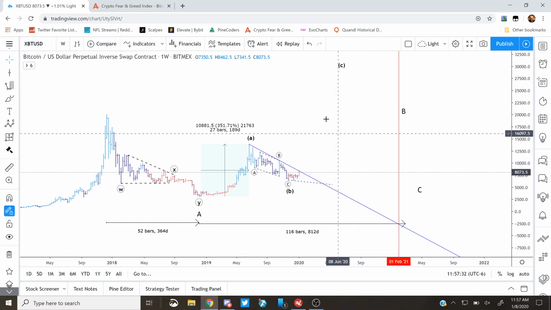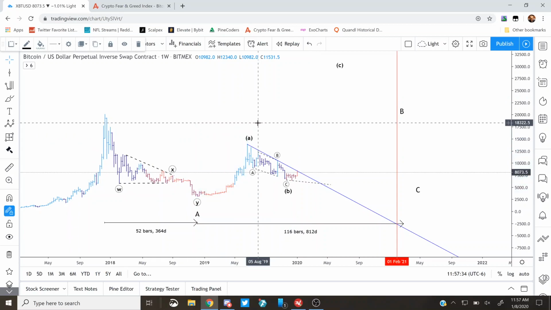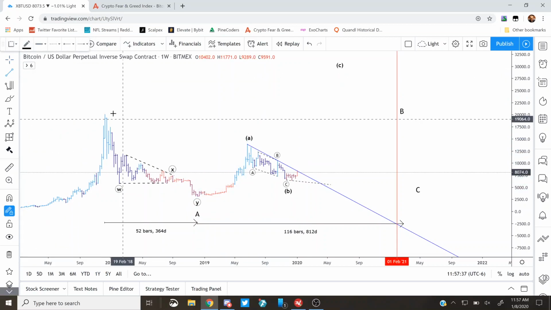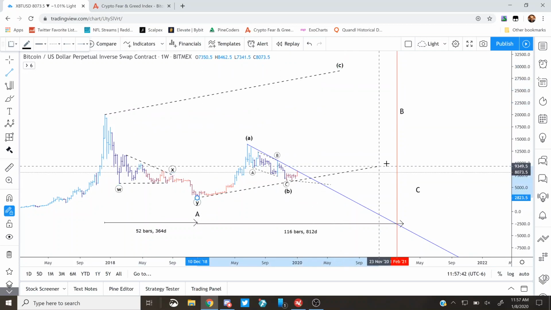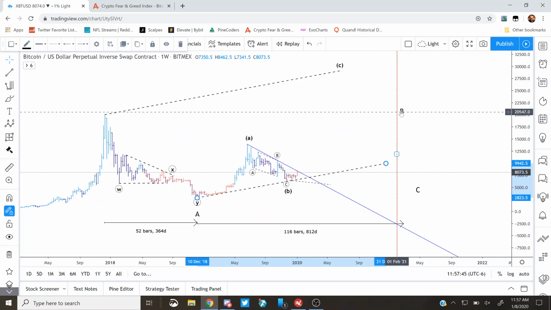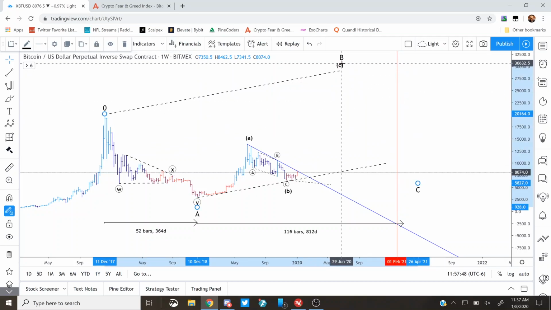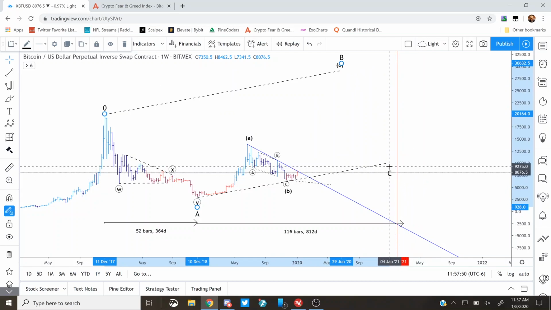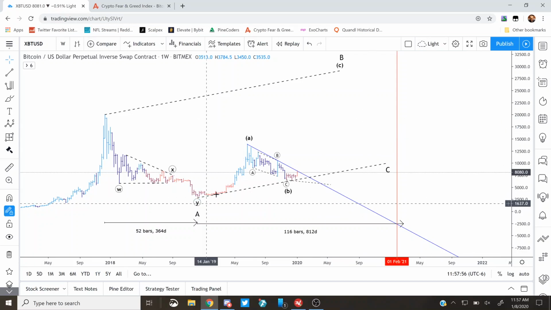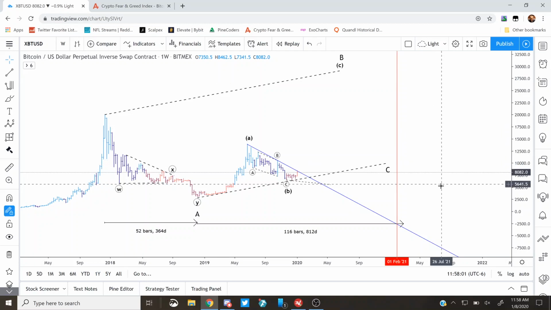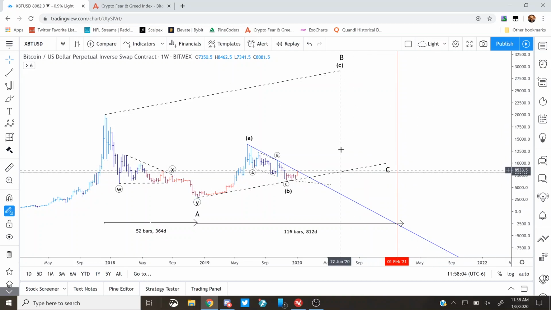If this were to happen, then my opinion is still that we have a large running flat here like this. This is not a new idea. This is something I've talked about before. It's published on TradingView. But we would have something like this before we actually have a parabolic move up. It is my opinion that this is not the count, and time is the reason for that.